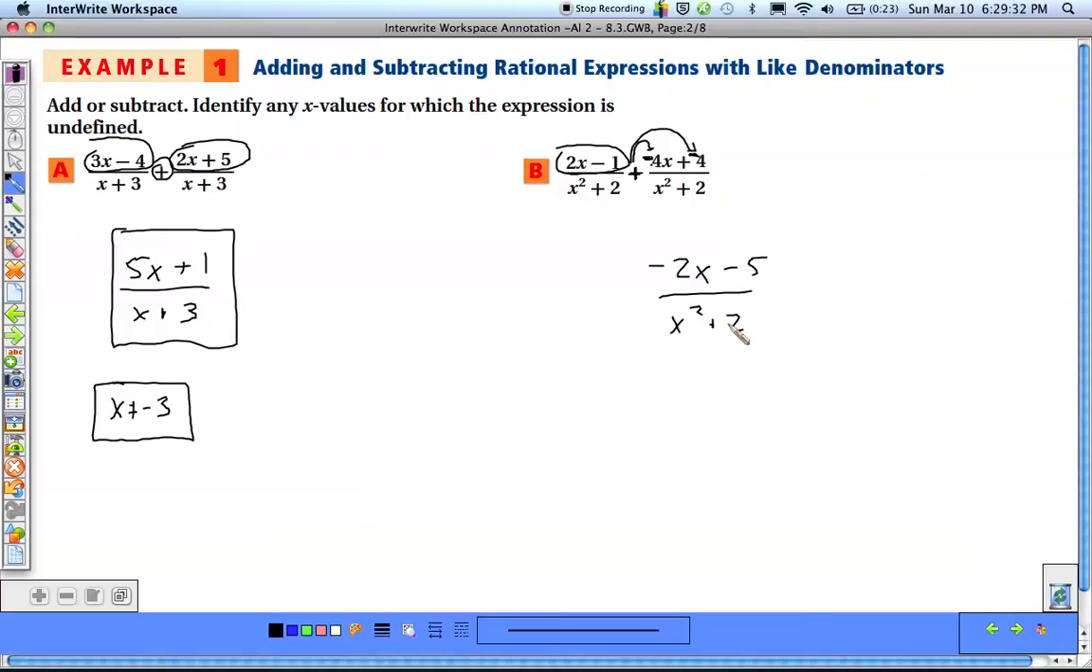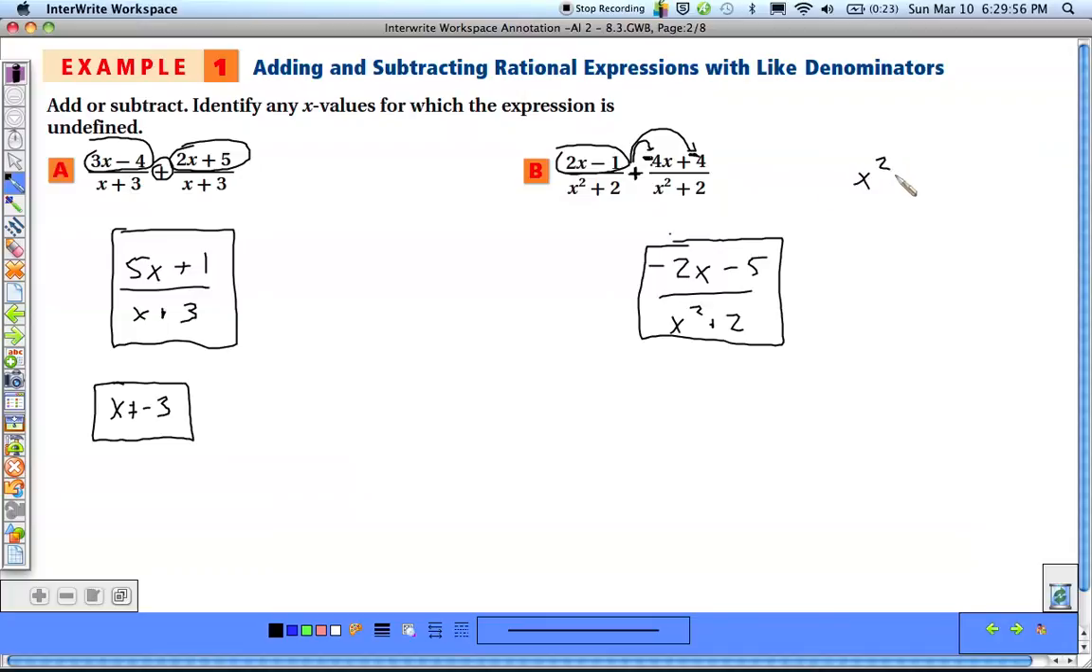When we go through and combine these, what we want to take a look at is if we see this numerator, once we actually combine them, if this numerator can be factored, we do want to go through and factor it to see if anything can be reduced, to see if anything can be simplified, which the negative 2x minus 5 can't be factored, so we can just leave it as that. There's our simplified answer.